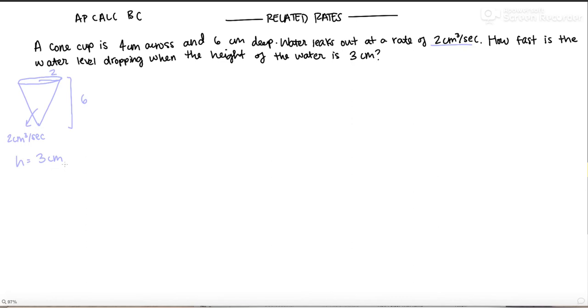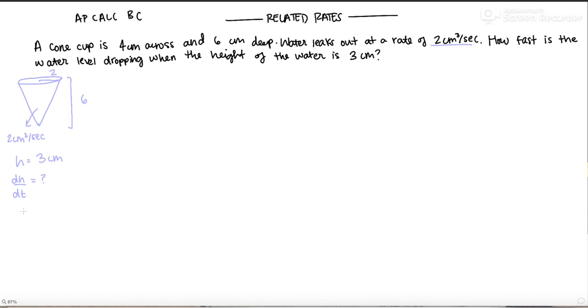Second step is writing down what we know and what we want to find. So we know the height is 3 centimeters. And we want to find how fast is the water level dropping. So really, the rate at which the height is changing. And we always want to differentiate with respect to time. So height, the derivative of the height over the derivative of the time, that's really the rate at which the water level is dropping. So this is going to be our unknown, what we want to find out.